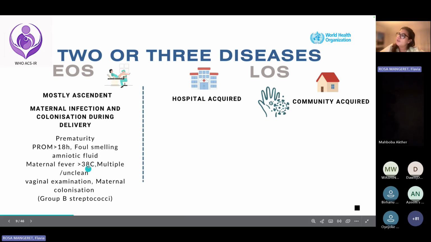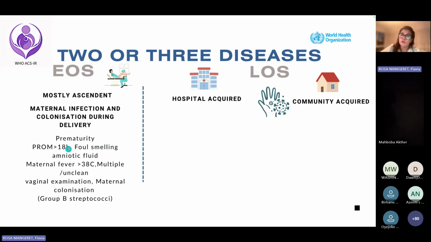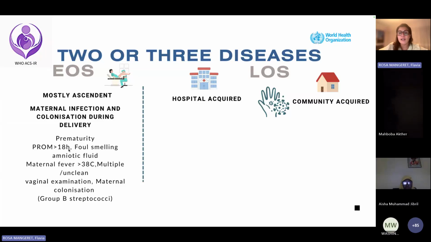So the main risks for early onset sepsis are prematurity and premature rupture of membranes that's prolonged more than 18 hours. And this is simple to understand because the longer the baby stays there without the membranes, the more likely he'll be colonized with maternal bacteria. And once he's colonized with pathogenic bacteria, he has a higher risk of being infected. Foul-smelling amniotic fluid, because this can be a sign of chorioamnionitis, of basically pus.